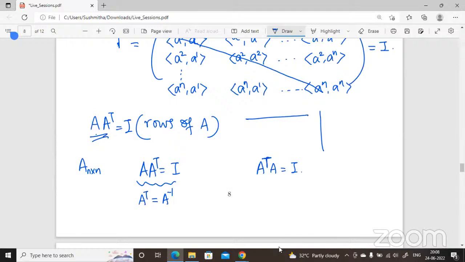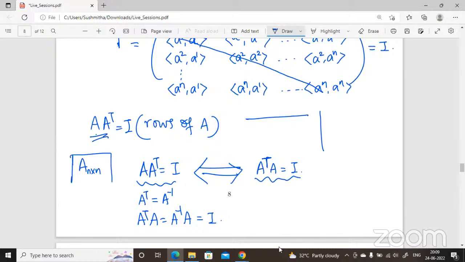So now, can I post multiply by A? Can I multiply A on the right side for both the matrices? These two are equal. So I do this. So we got an identity matrix. So you've got this, right?